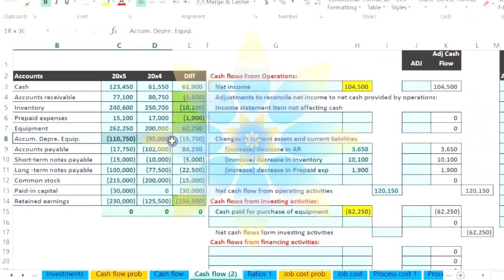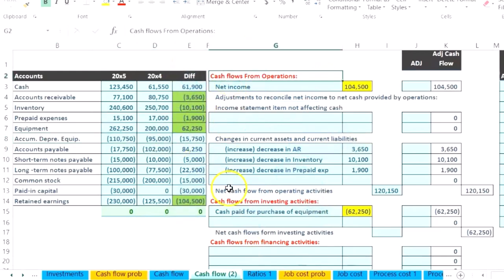Then we have accumulated depreciation here. Now, if we think about the accumulated depreciation, once again, where does it go? Does it go in the cash flow from operating, investing, or financing? And you might be thinking, well, it's related to the equipment. Why doesn't it go, you know, it should go into the investing over here.